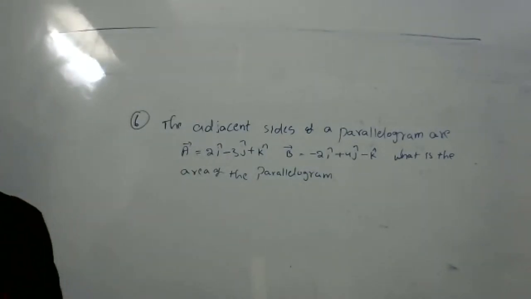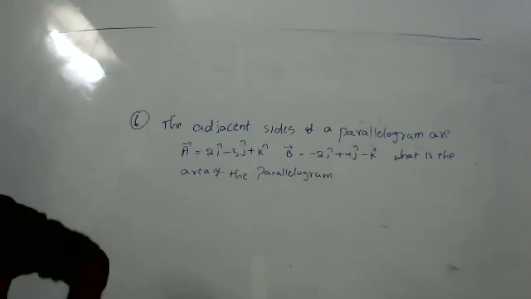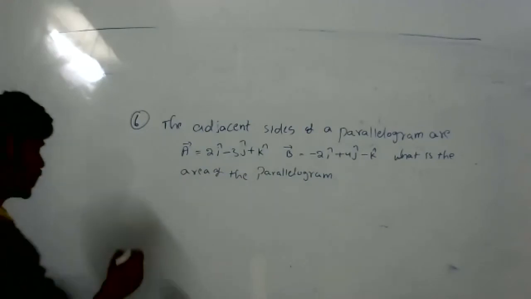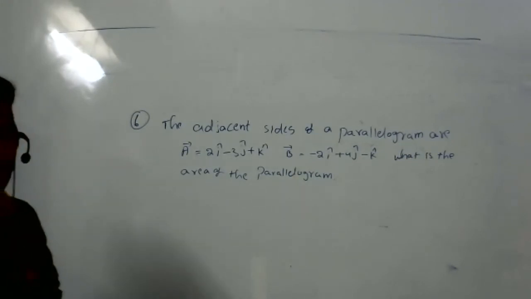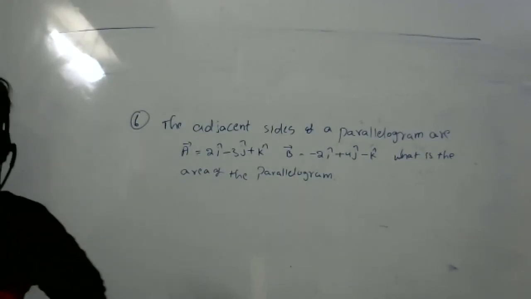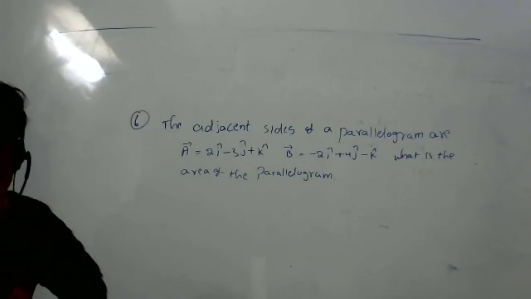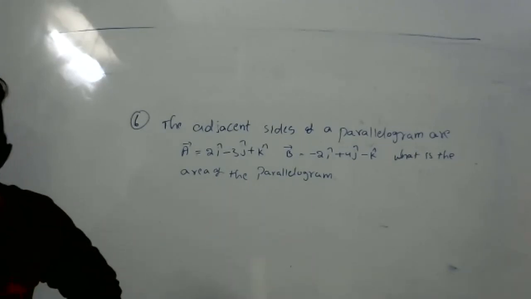Theta is 90, A cross B. Sir, because adjacent sides of a parallelogram have a 90 degree angle, right? No, we can't say adjacent sides are 90 in a parallelogram. Not right. Here there's no angle given. Just, what is the area?